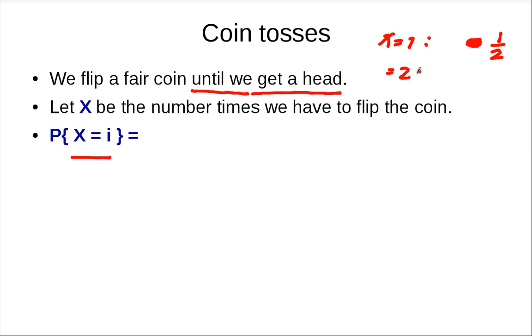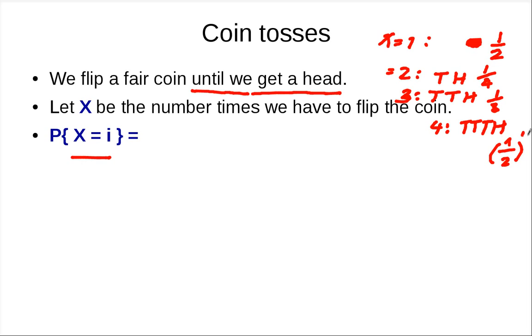So what if x equals 2? You have to flip the coin once, and you continue, right? So the first coin must be tail, and then you get a hit. So that's 2 times. What's the case when you have to flip the coin 3 times? You have to get a tail, a tail, and then you get a hit. And for 4 times, you have to get tail, tail, tail, and hit. So this happens with probability 1/4, this 1/8, and this is basically 1/2 to the 4th.